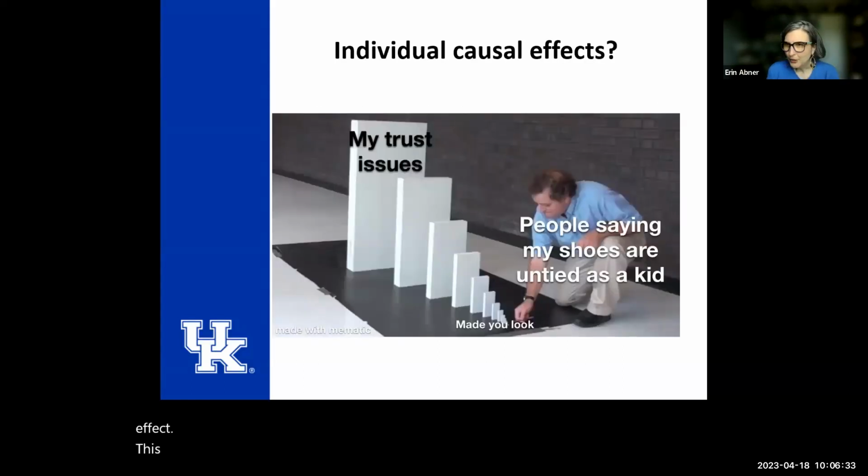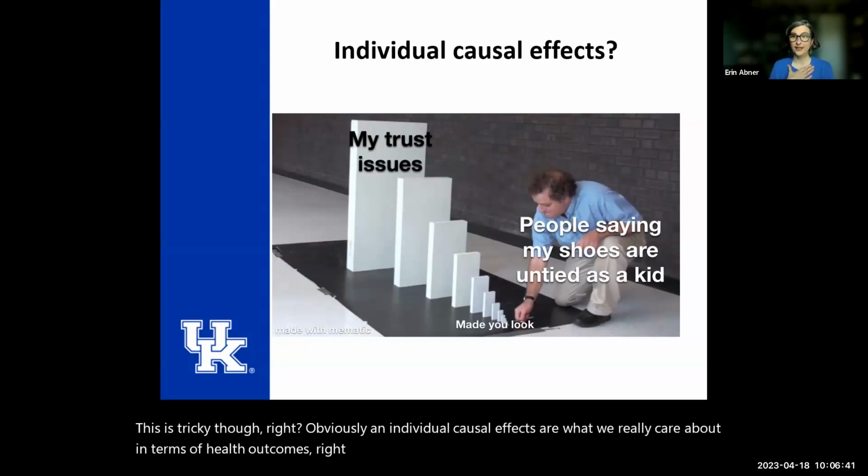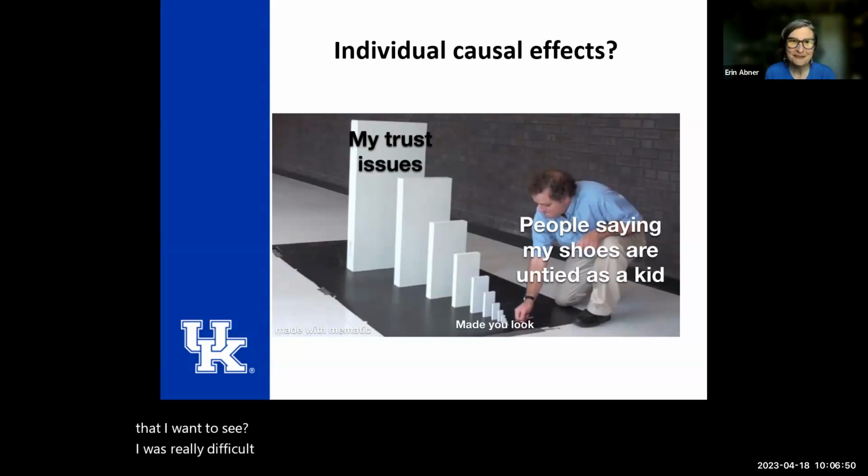This is tricky though, right? Obviously, individual causal effects are what we really care about in terms of health outcomes, right? What can I do personally that will change my future to one that I want to see? That's really difficult, right? If you're a fan of memes, you've probably seen the domino meme, right?